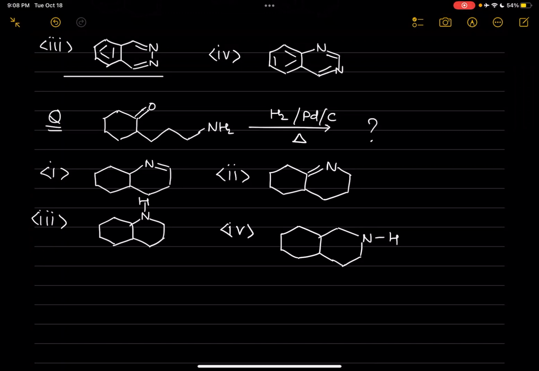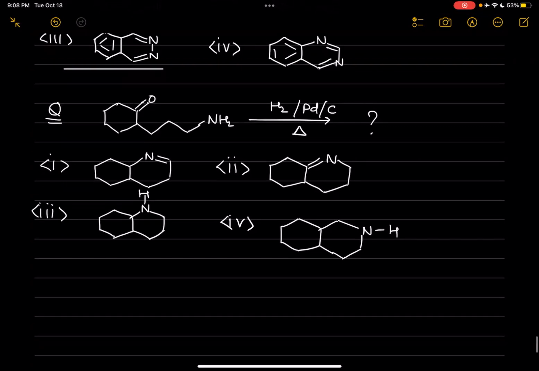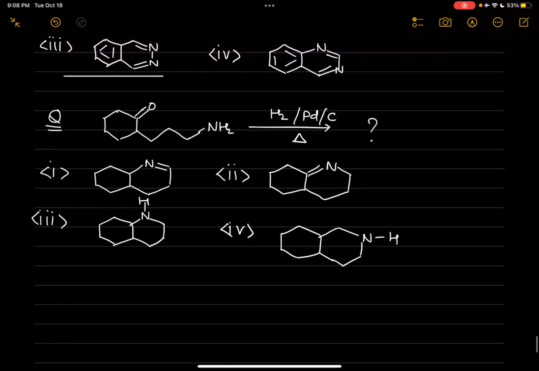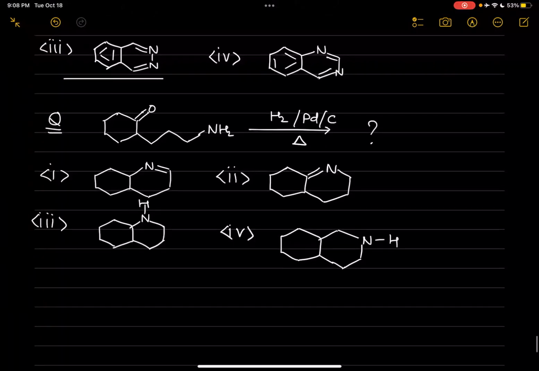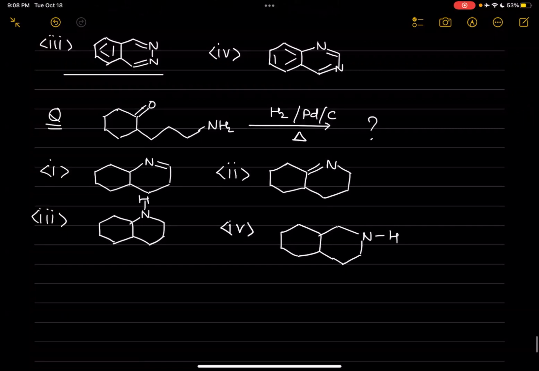Yeah. What you missed, just half of the problem you solved correctly. Just half of it you missed. So that also you can solve it correctly. So what other reagent is given in the question? Sir, hydrogen, palladium, and carbon. So what is that reagent going to do?